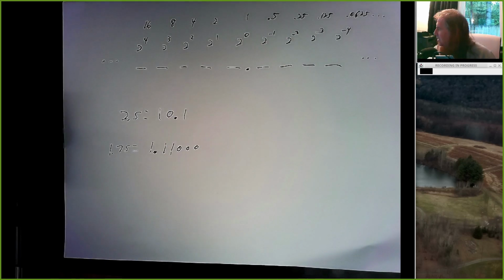So everybody got the idea of how we're going to represent fractions? We'll talk about how to calculate these next. But does everybody have the idea of how we do these calculations?